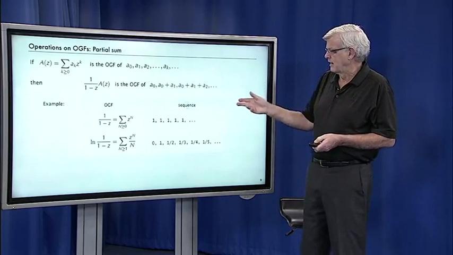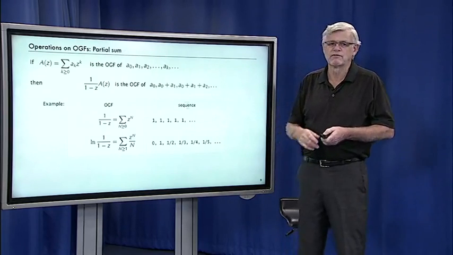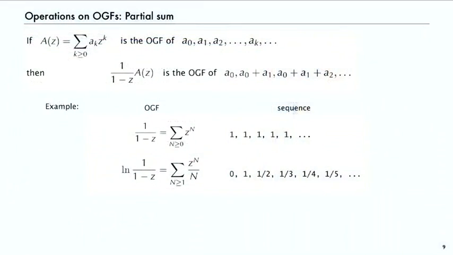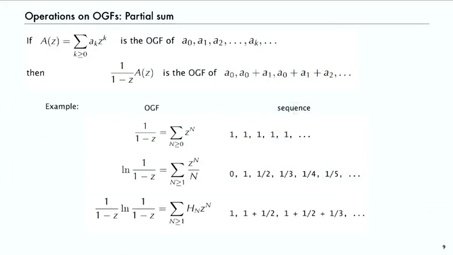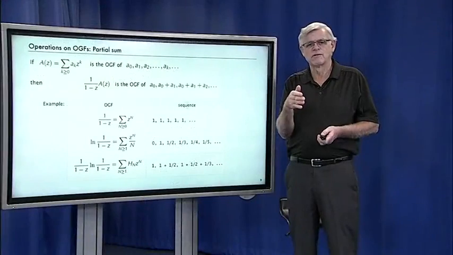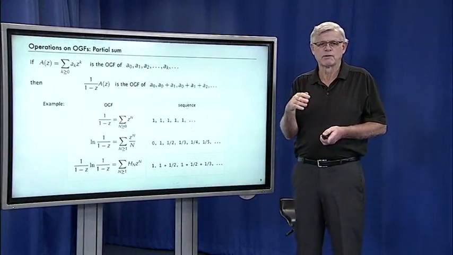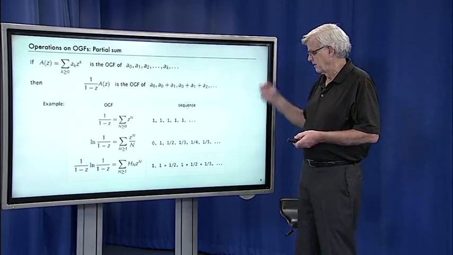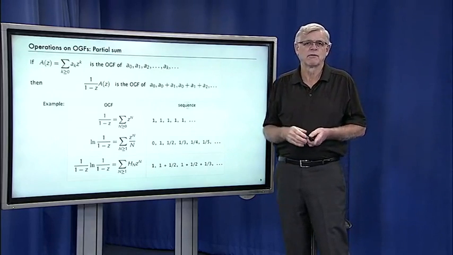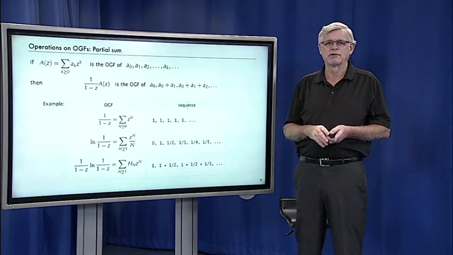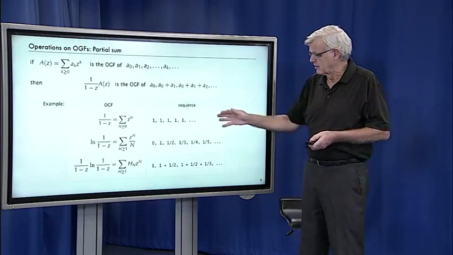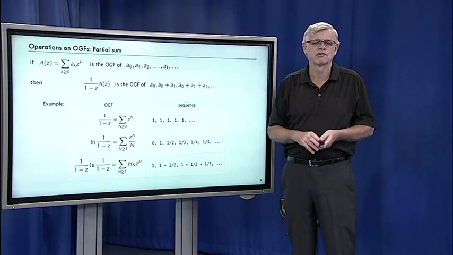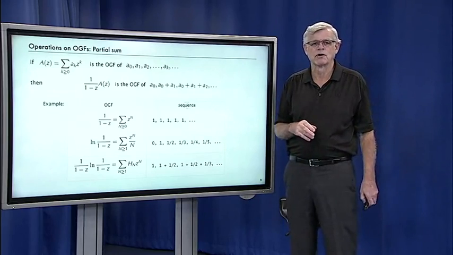So for example, given two of the generating functions that we've already derived, if we multiply those together, 1 over 1 minus z times log of 1 over 1 minus z, we get the generating function for the harmonic numbers. Harmonic numbers is the sum, k goes from 1 to n, of 1 over k. And we saw that the harmonic numbers arose in the analysis of quicksort, and they actually arise in many places in the analysis of algorithms.